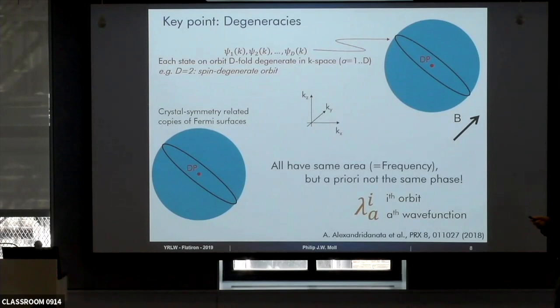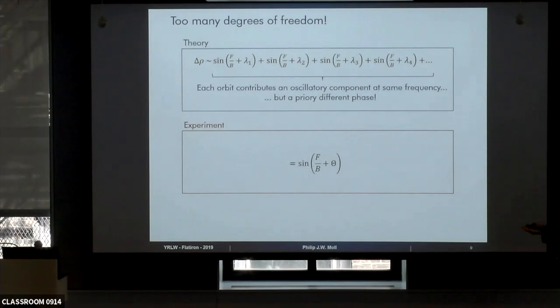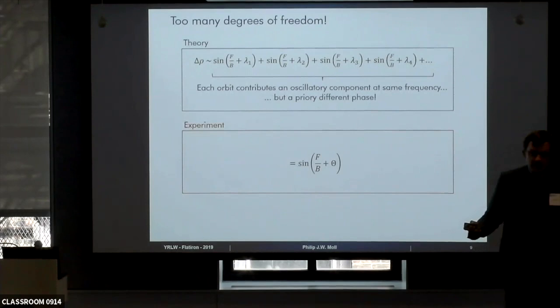So what happens now is that basically for every orbit, you will get a different phase factor. You can't say that they're all the same. They may have relations by symmetry, but they will be a priori different, right? So mathematically speaking, the problem is that your oscillatory component is a sum of lots of sines of degenerate orbits. Degenerate orbit means that all of the areas are the same, so there will be oscillators that oscillate at the same frequency. That's nice, but they will all have phase offsets which are different. Experimentally, I can only measure one phase. I see my resistance oscillates, it has an amplitude and has a phase, frequency. That's what I can measure.